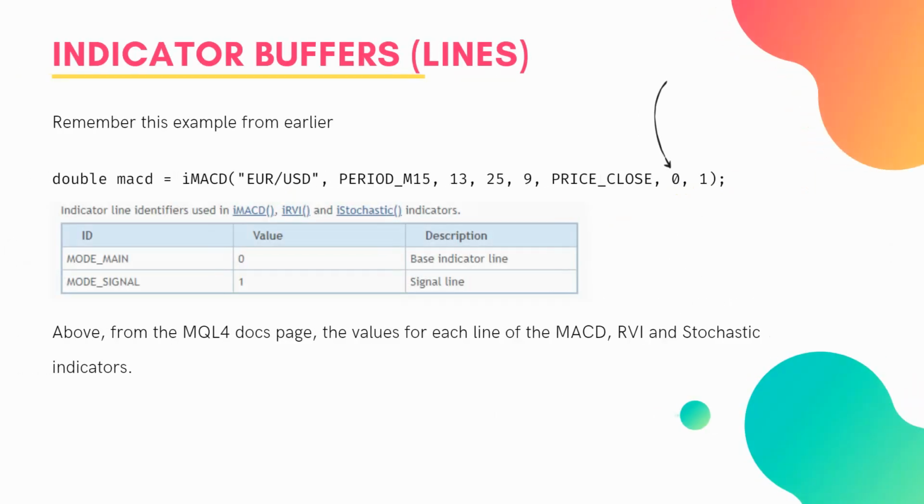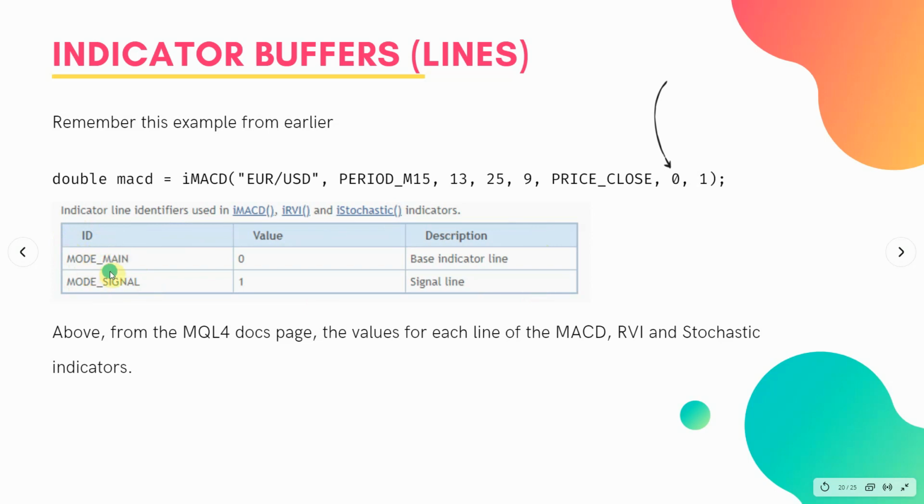So if you look into the documentation for an indicator with more than one buffer or line, for instance the MACD, the relative vigor index, or the stochastic, they all have 2 and they're inbuilt, and you can see that the documentation tells you which lines they refer to. So you can see here mode main.